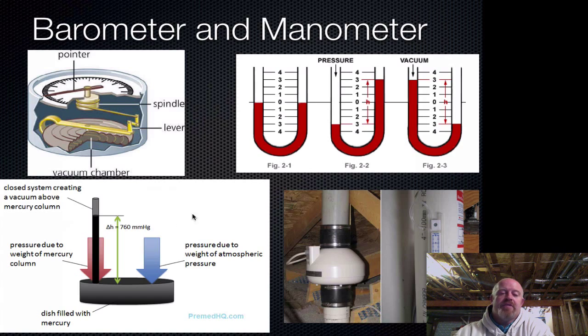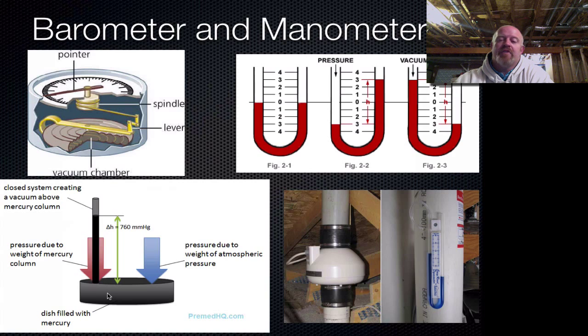Okay. Under the same token, that's kind of how the mercury chambers worked for our millimeters of mercury. Basically you have a vacuum chamber, atmospheric pressure pushing down, and the pressure due to the weight pushing back, creating that different column of air.